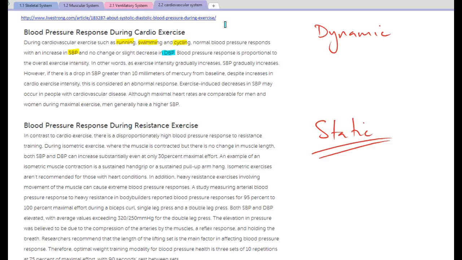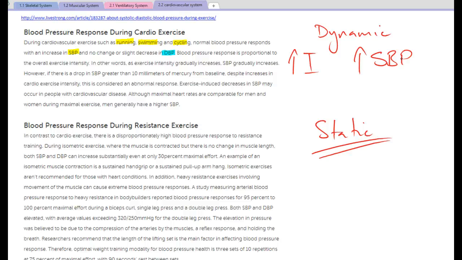Blood pressure response is proportional to the overall exercise intensity. So again, if we increase intensity, then we get a proportional increase in systolic blood pressure. However, if there's a drop in systolic blood pressure greater than 10 millimeters of mercury from baseline, despite an increase in cardio exercise intensity, this is considered an abnormal response. So it may be an indicator of cardiovascular disease.